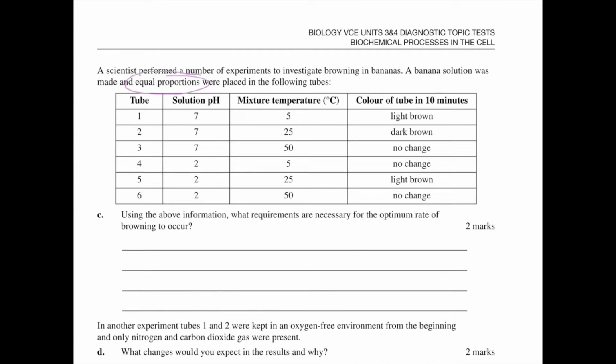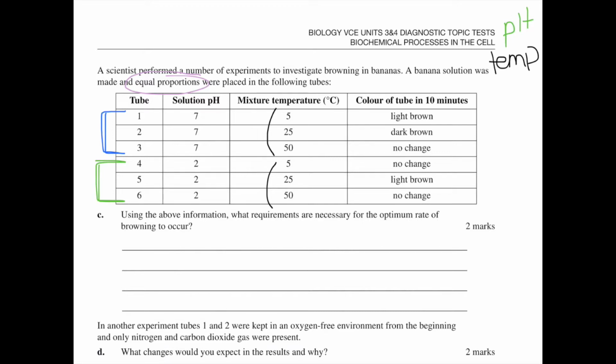Alright, so now I want you to have a look at the table and see what the different variables are. You can see that test tubes 1, 2 and 3 have a pH of 7, whereas test tubes 4, 5 and 6 have a pH of 2. So we're looking at pH, but then with each of those tests you have different temperatures. So you've got 5, 25, and 50 for each of those. Okay, so there's some variables that we're looking at.